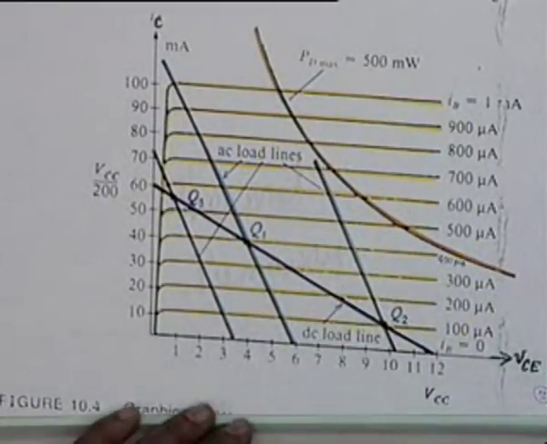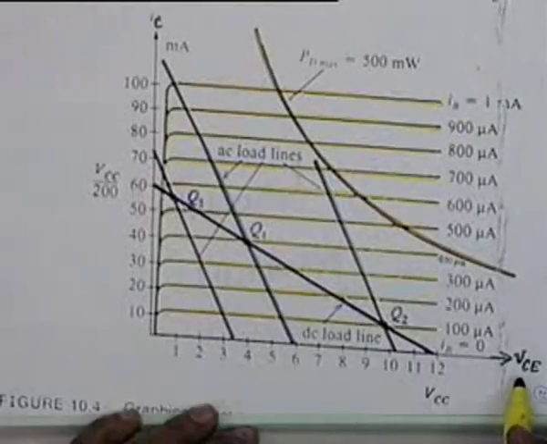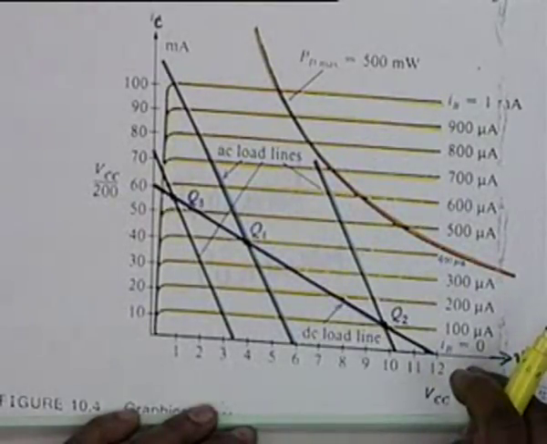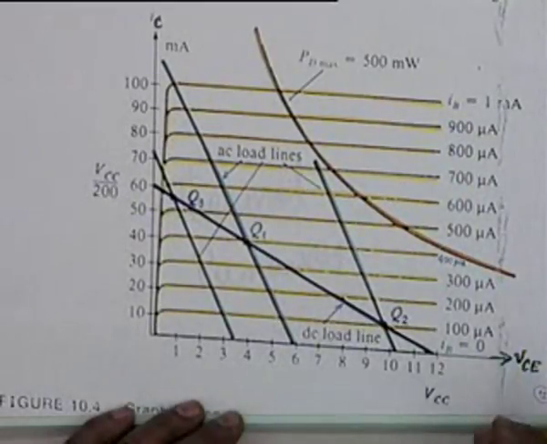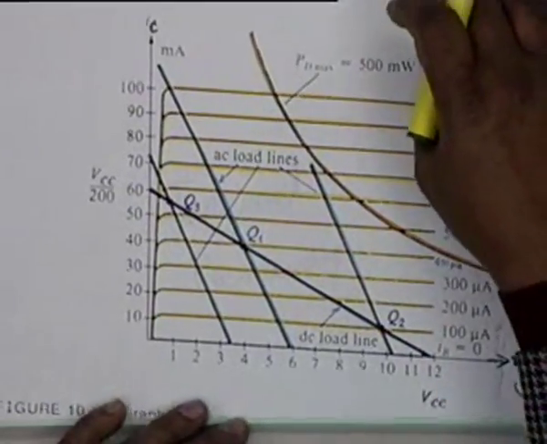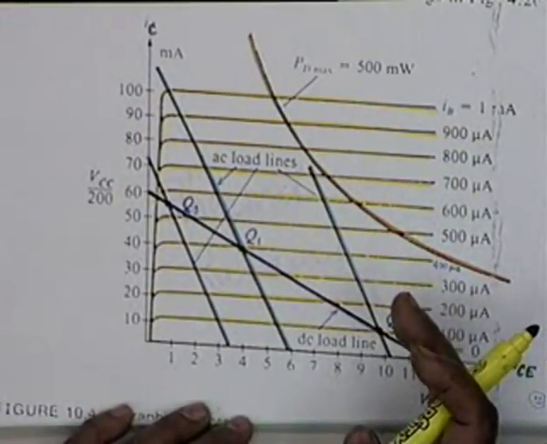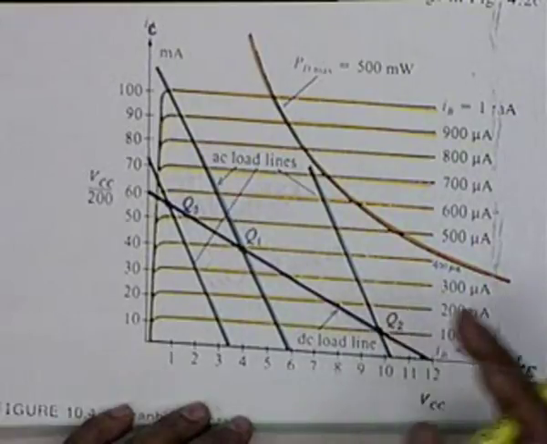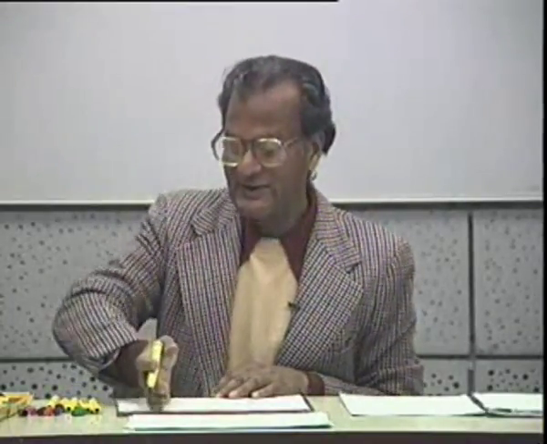In addition, there are other constraints. For example, you cannot increase VCE beyond a certain limit. What happens? There occurs a breakdown. And this breakdown for this particular transistor occurs at about 30 volt. So 12 volt is a safe limit. You can't apply a VCC of, let's say, 100 volt. Then in all probability the transistor will break down. So there is a vertical line here.